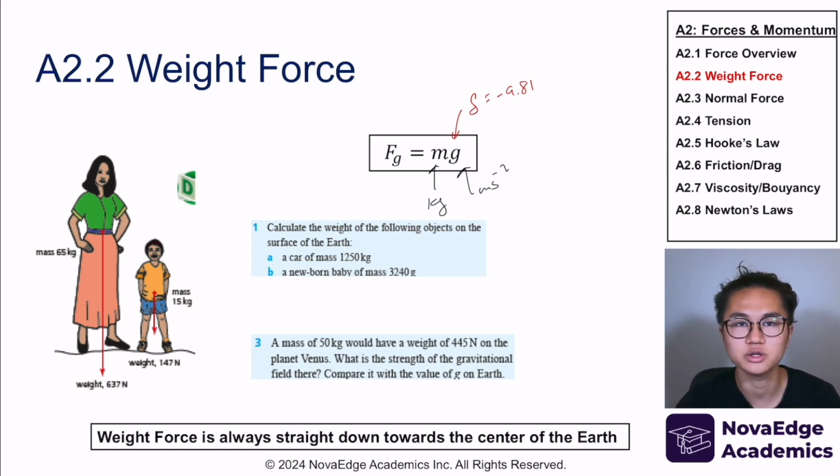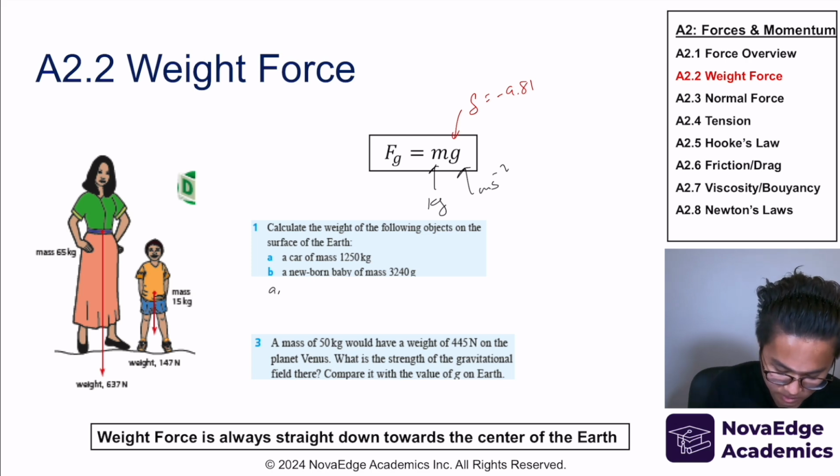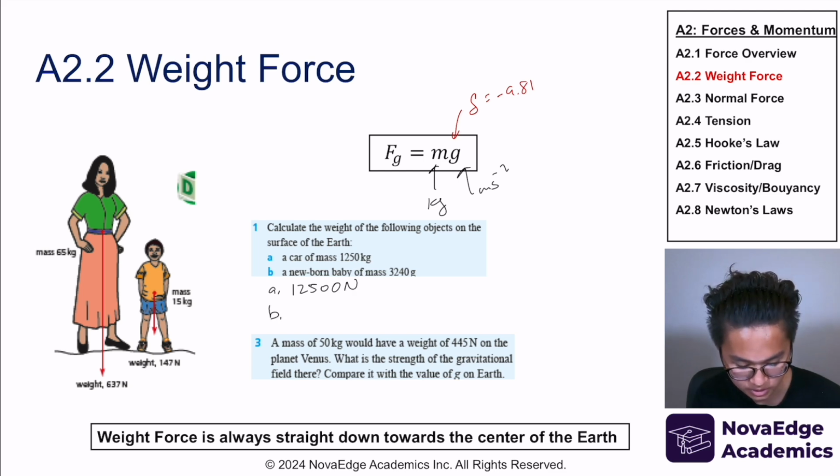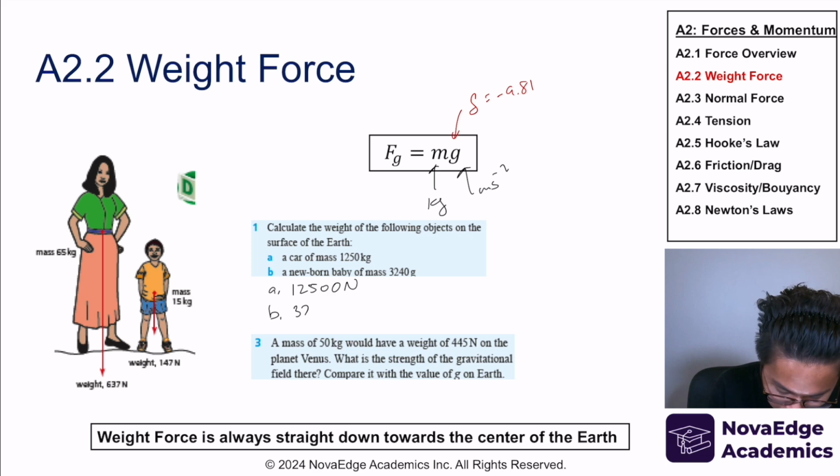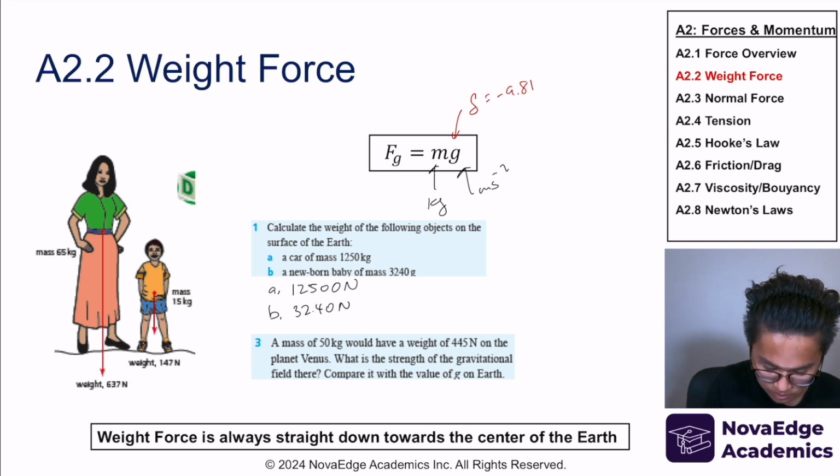We'll be covering this more in detail in topic D, so stay tuned for those videos, but for now, we're going to cover just Earth. So if we use that calculation, we can do number 1. Pause the video and try this. So the answer to A is 12,500 Newton. The answer to B is 32.40 Newton. Be careful about the unit.